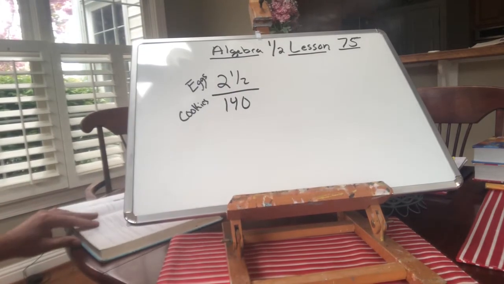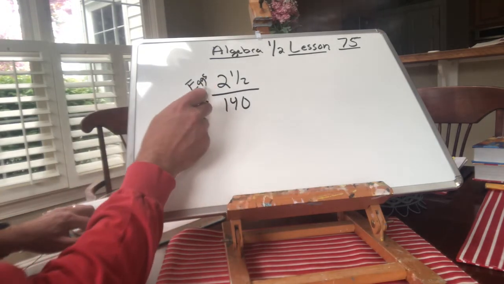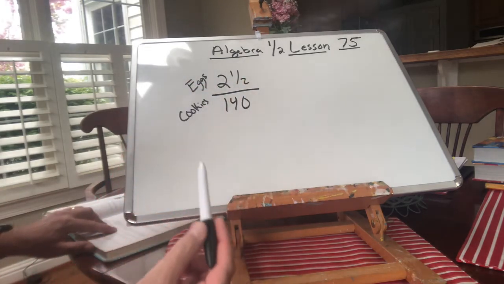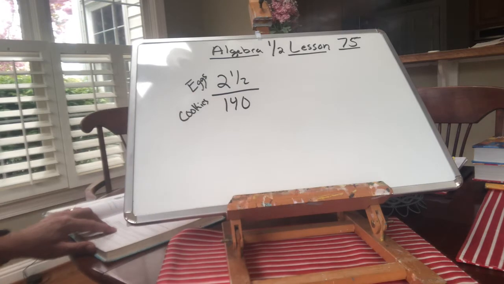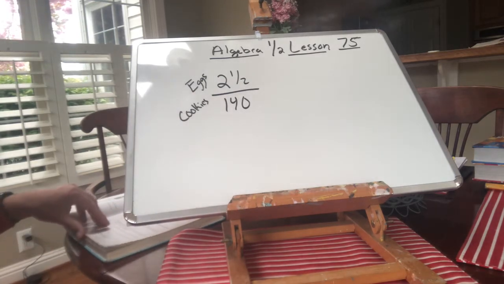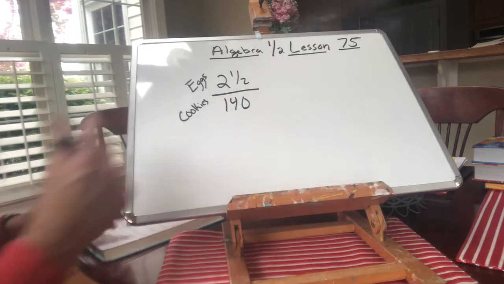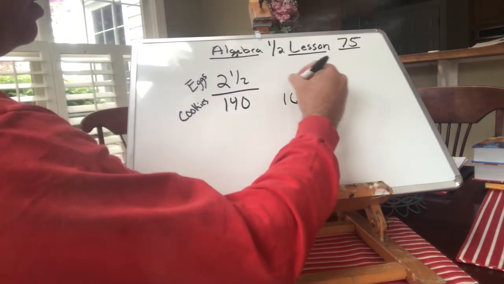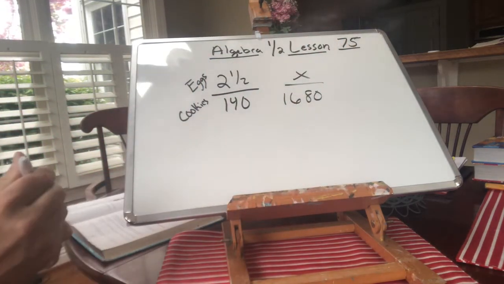Okay, the start of the problem says it takes 2.5 eggs to make 140 cookies. You want to make sure that you are labeling which is which. 2.5 eggs, you could just put an E if you wanted to. It takes to make 140 cookies. Maybe you put a C instead. That's what they did in the book. And they want to know how many eggs it would take to make 1,680 cookies. And the unknown is how many eggs. So we mark that with an X or some other variable, right?